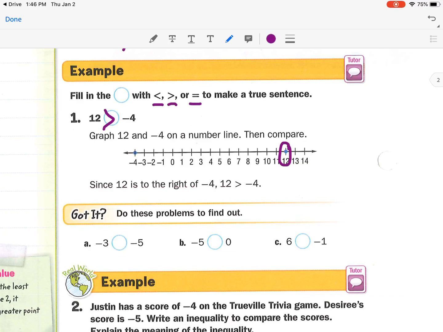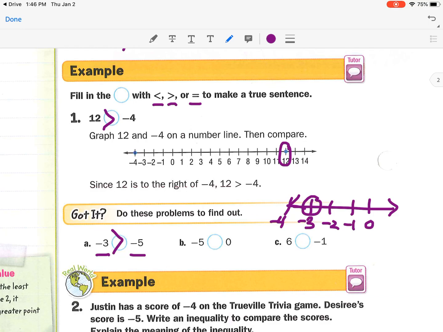Okay, let's take a look at these problems. So negative 3 and negative 5. So if we were to think of a number line, just in case you're getting a little confused, and I have 0, negative 1, negative 2, negative 3, then I'm going to have negative 4. Which one's going to be farthest to the right? That's going to be negative 3. Therefore, negative 3 is greater than negative 5.